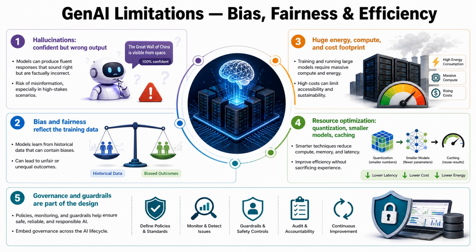And wrapping all of it, number 5, governance and guardrails are part of the design, not an afterthought. Define policies, monitor and detect issues, add safety controls, audit, and keep improving across the whole AI lifecycle. Here's the mindset to carry out. As the person running the infrastructure, you're not just keeping the lights on, you're enabling responsible, efficient, trustworthy AI. That same Watson guardrails thinking comes roaring back when we hit sustainability later in this module. Powerful tool, real limits, designed for both.